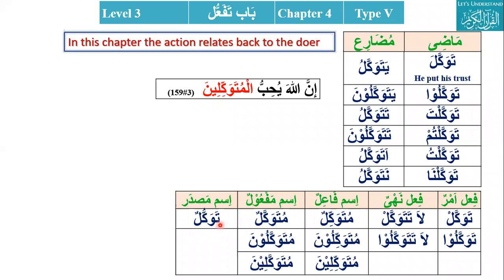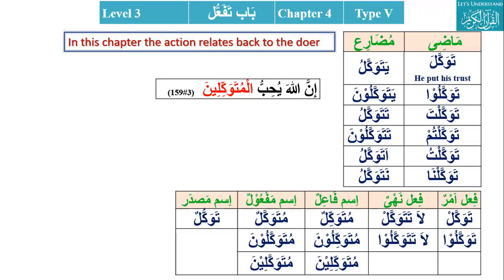So the main thing about this chapter is that the words that are used, the action in these words relates back to the doer. The action that is being done relates back to the doer. Like tawakkala means he put his trust.